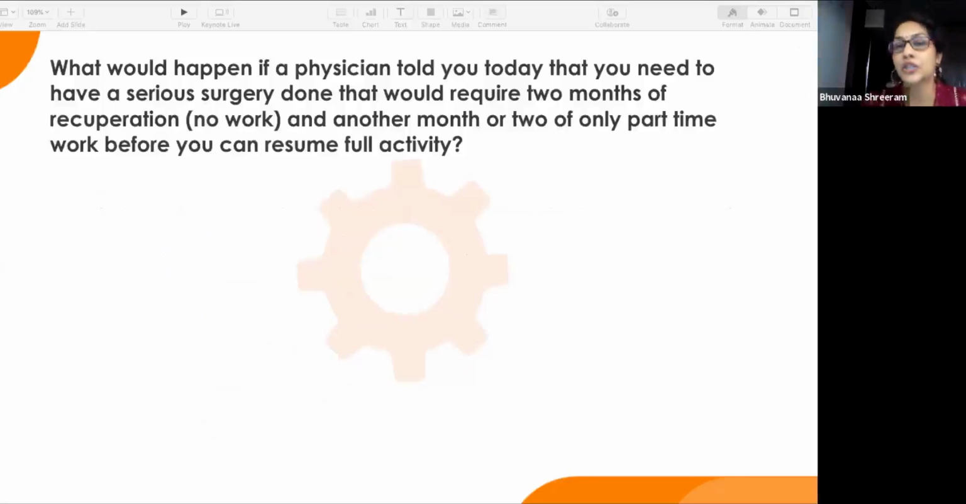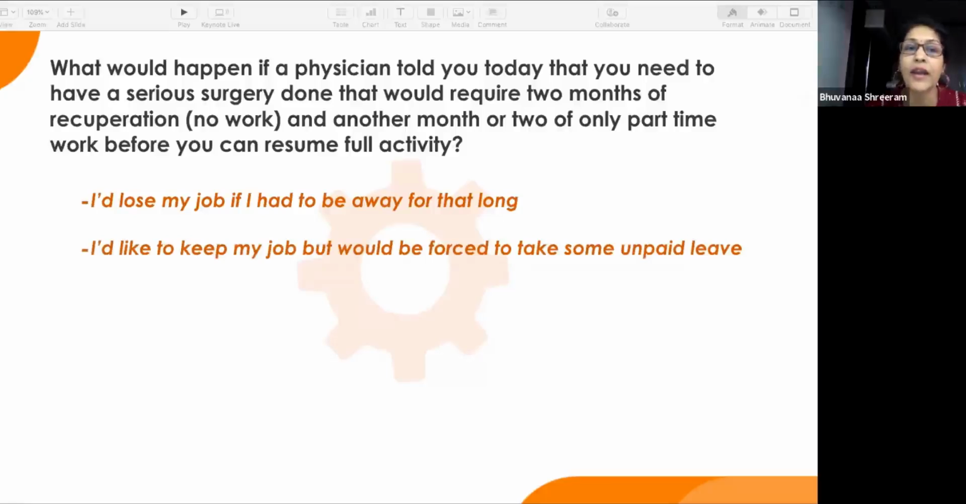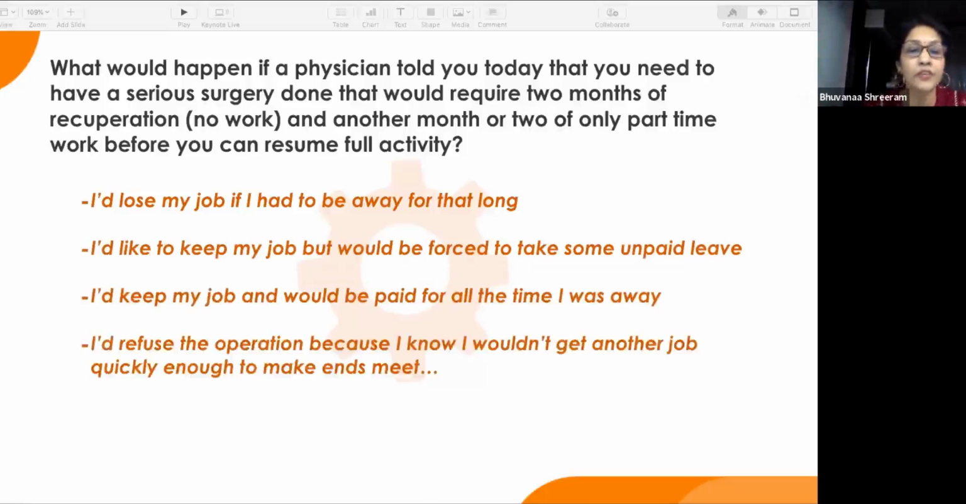What would happen if a physician told you today that you need to have a serious surgery done that would require 2 months of recuperation with no work and another month or two of only part-time work before you can resume full activity? Which of these situations are true in your case? I'd lose my job if I had to be away for that long. I'd like to keep my job but would be forced to take some unpaid leave. I'd keep my job and would be paid for all the time I was away. I'd refuse the operation because I know I wouldn't get another job quickly enough to make ends meet.